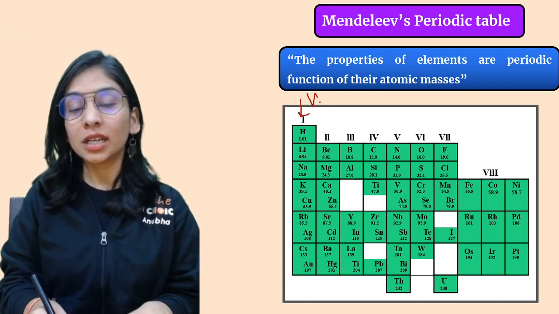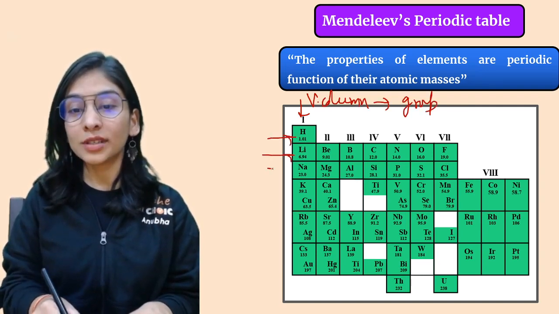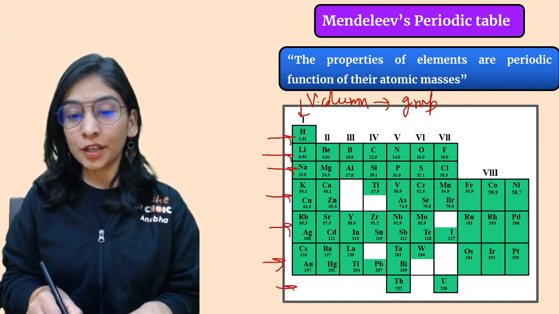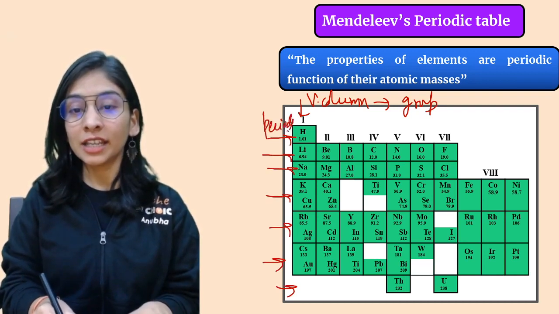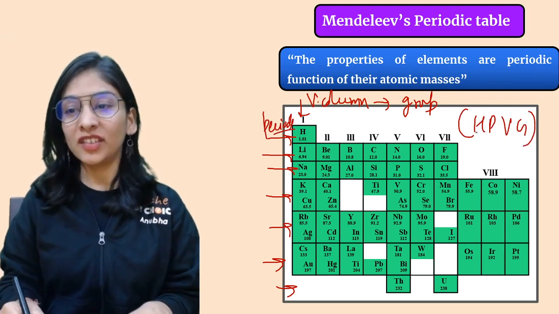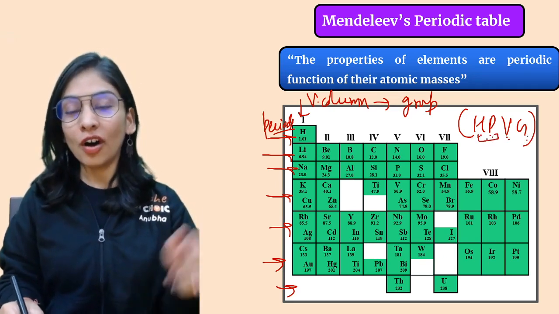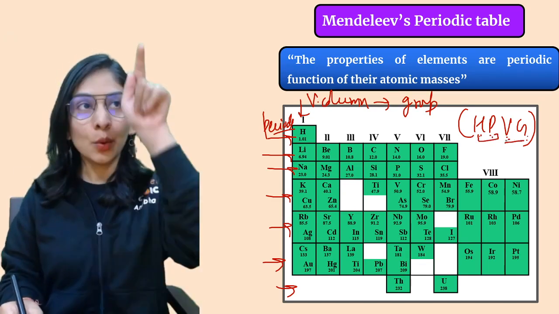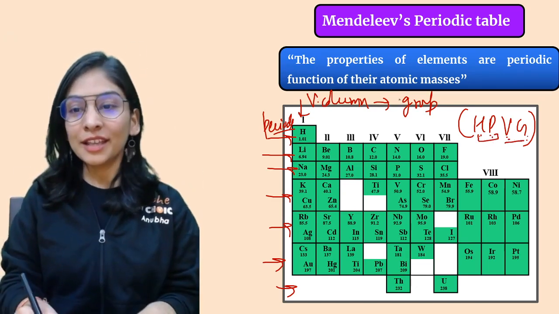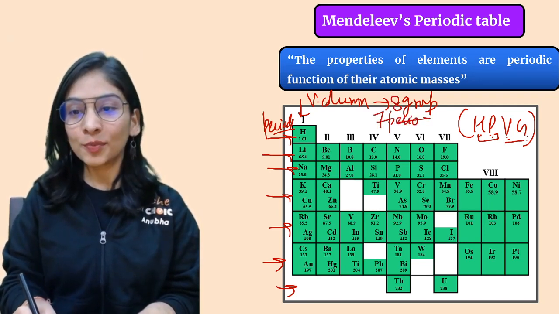What are groups? Vertical columns are called groups, and horizontal rows are called periods. So these are periods, right? You can remember that with a bit of mnemonics as well: HPVG, Harsh Priyam, very generous, or Hari Prasad, very generous. It means horizontal is our period and vertical is our group. So we had eight groups and seven periods.